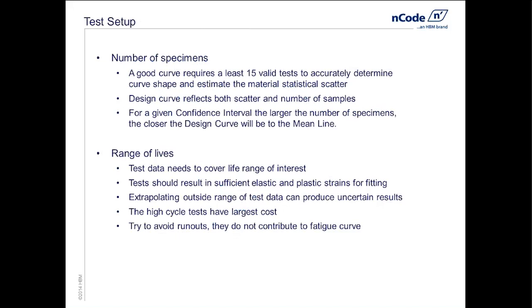Besides the number of specimens, we also have to specify the range of lives that those specimens should cover. We need to make sure that we have tests that cover the entire range of life of interest for our part. Also, when we develop these strain life curves, we're doing separate fits in the low cycle versus the high cycle regime, and we want to ensure that we have enough data points in both regimes, elastic and plastic.